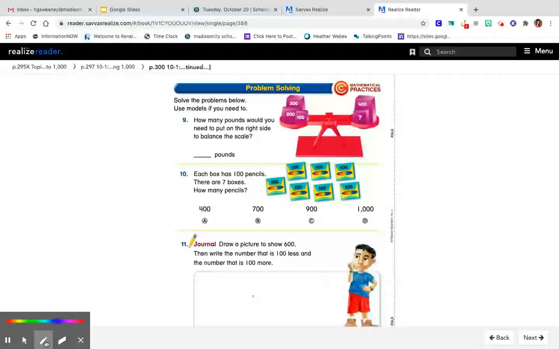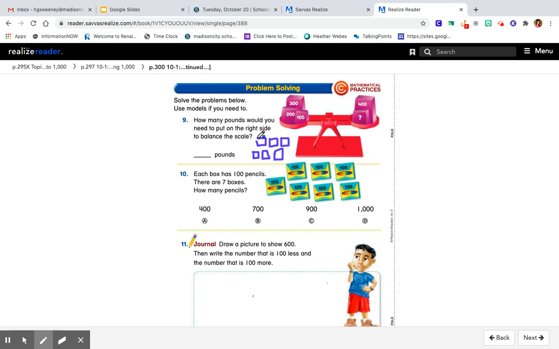All right. So number 9 says, how many pounds would you need to put on the right side to balance the scale? That means first we've got to figure out how many pounds this is, and then we need to make this side equal. So first I know there's 300, and then 200 and 100. So I'm going to draw that out. I'm going to draw 3 flats. 1, 2, 3, and then 200. So I'm going to do 2 more flats. And then 100, so another flat.